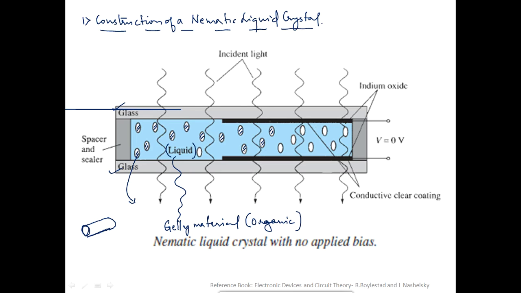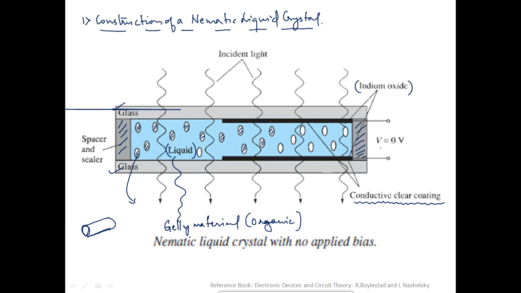this black colored layer at the top as well as the bottom is a layer of indium oxide. Although it's an oxide, it becomes conductive whenever any external bias is applied. So it is very clearly mentioned that it's a conductive clear coating. Fine. And at the left hand side and at the right hand side we have spacers which ensure that the entire structure is completely vacuum sealed.